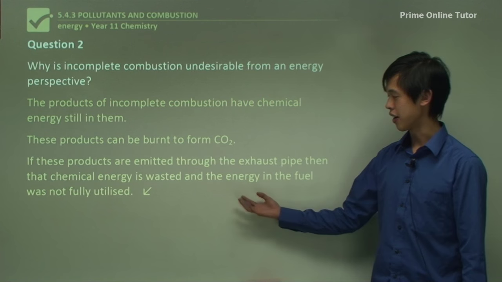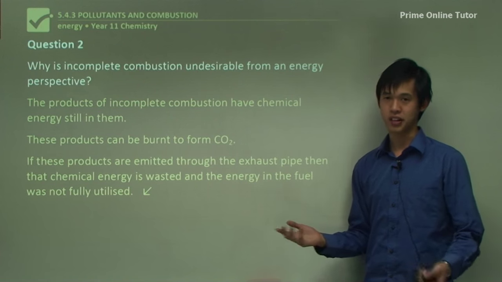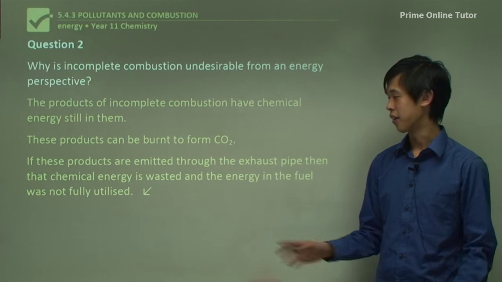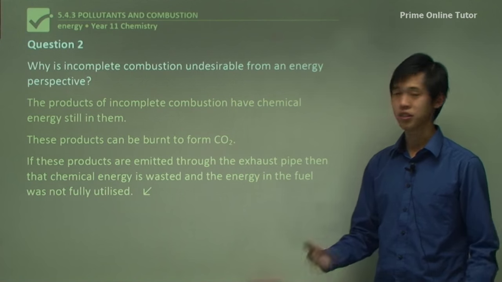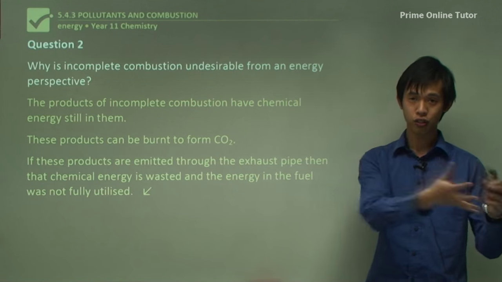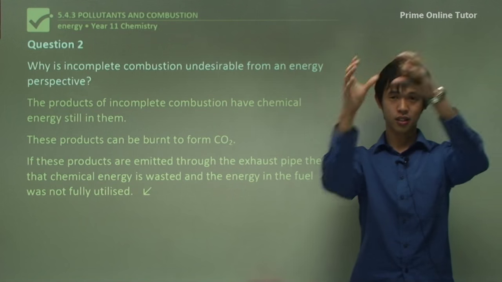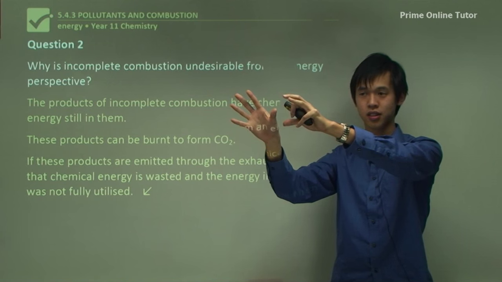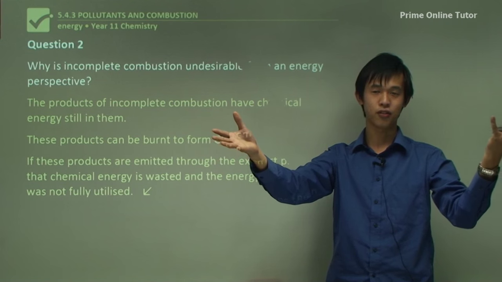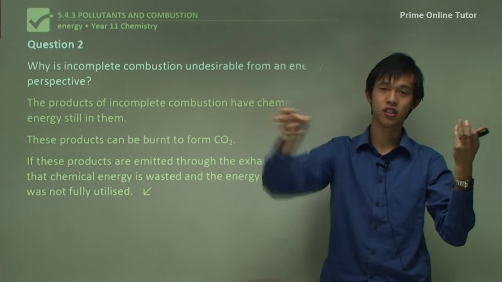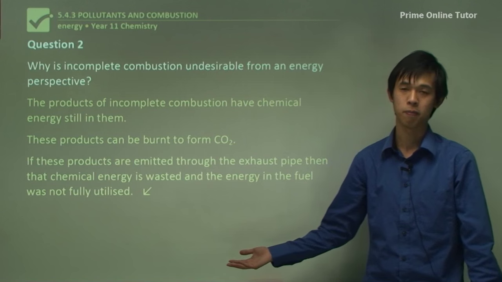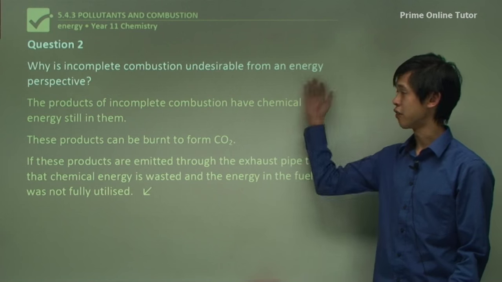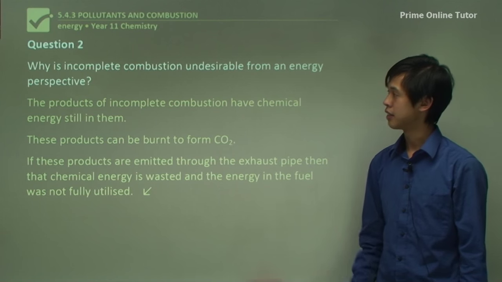Now, if these products are emitted through the exhaust pipe or whatever exhaust system you have, then the chemical energy is wasted because you're not burning it. And the energy in the fuel wasn't fully utilized. So the original fuel that we burnt, we get some of these products, and then we emit those into the exhaust, and then they're wasted. So some of that energy just got exhausted out into the environment. So we wasted it, and that's why it's bad to have incomplete combustion from an energy perspective. Okay.